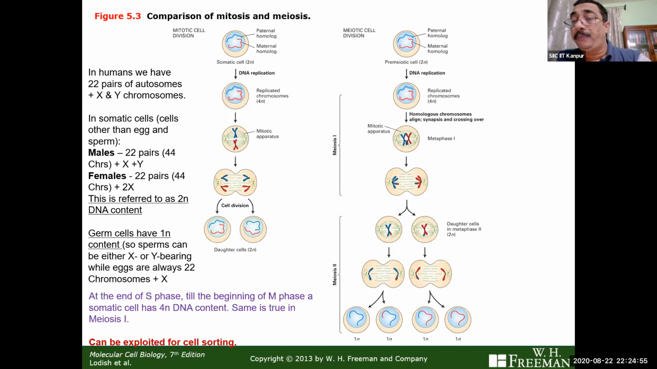So, a set of diploid cells are the progenitors for germ cells. They will give rise to germ cells. And there, those cells undergo meiotic division. Meiosis 1 followed by meiosis 2. And it is also called reductive division. So they have one N.